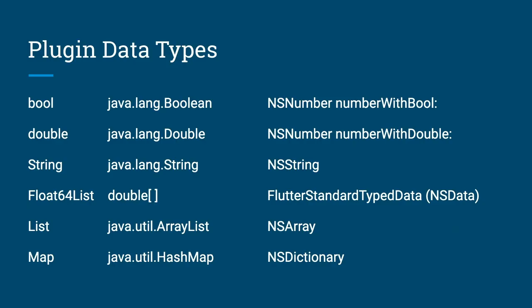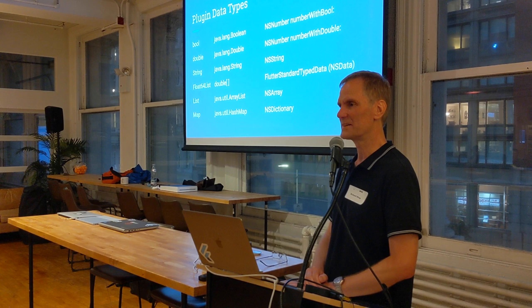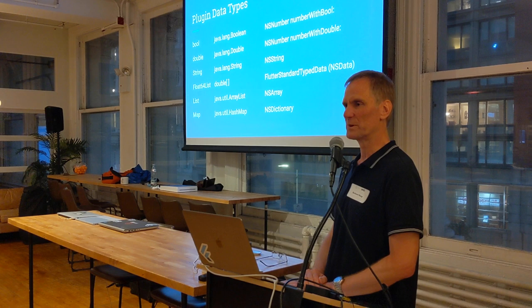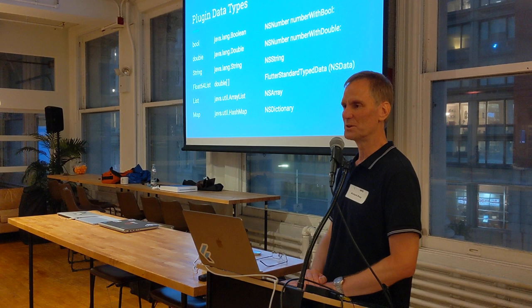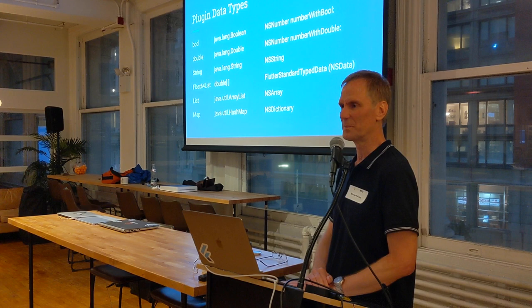So bool turns into a java.lang.Boolean, or into an NSNumber with bool in Swift. A double turns into java.lang.Double. Now it's interesting to note that that's Double with a capital D instead of a lowercase d, so it is actually the boxed, objectified version of double, which is why it can be null. So when you try and unbox it to a real double, then you could get a null pointer exception at that, and you have to be able to cope with that. But because double can be null in Dart, you've got to be able to cope with double being null in Java.